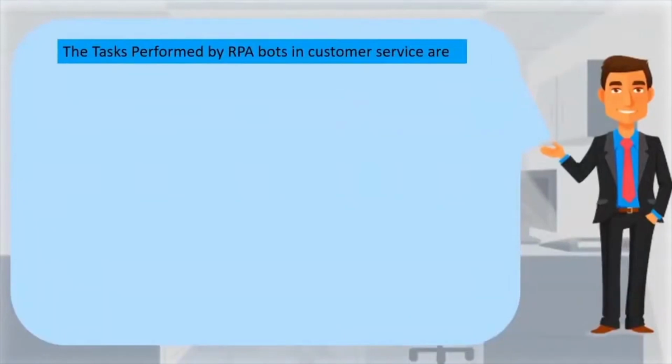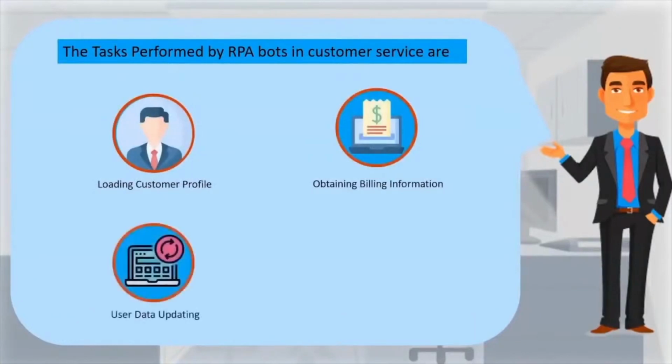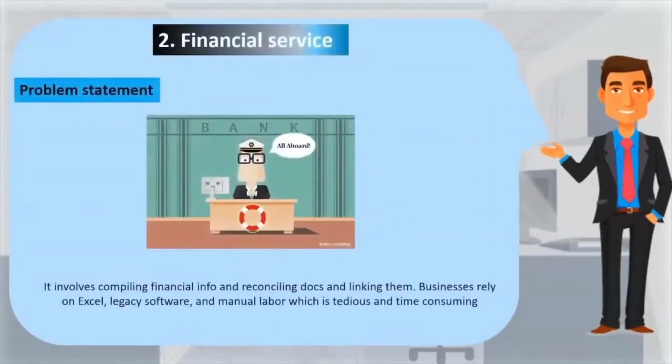The RPA bot performs the following tasks: loading a comprehensive customer profile, obtaining detailed billing information, updating user preferences and other user information, and resolving common but simple customer issues. Let's look at the second example, financial service.